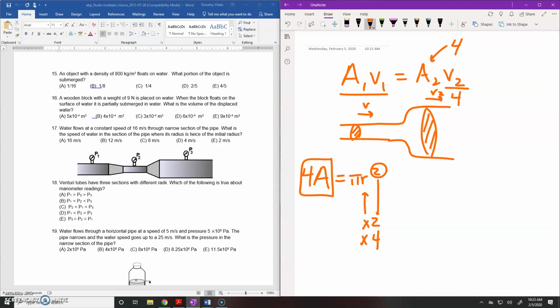So if this original speed is 16, then this speed is going to be 16 divided by 4, which means that I'm actually going to be going 4 meters per second. So it was originally going 16, it slows down to 4. So the answer is D, 4.